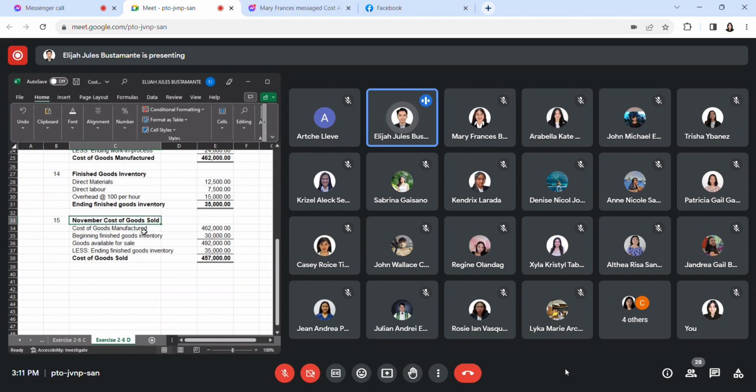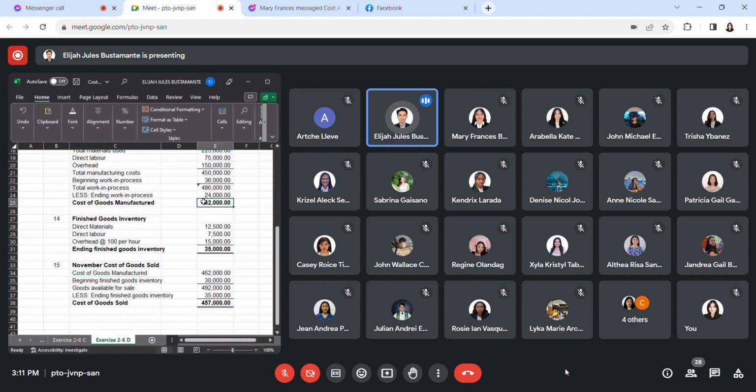So we simply added the cost of goods manufactured, katong gi-solve na to kaganina, which is 462,000, plus the beginning finished goods inventory na 30,000, na makuha na to diha ang goods available for sale. We then subtracted it with the ending finished goods inventory of 35,000, giving us a total of 457,000 for the cost of goods sold. That's all, sir. Thank you.